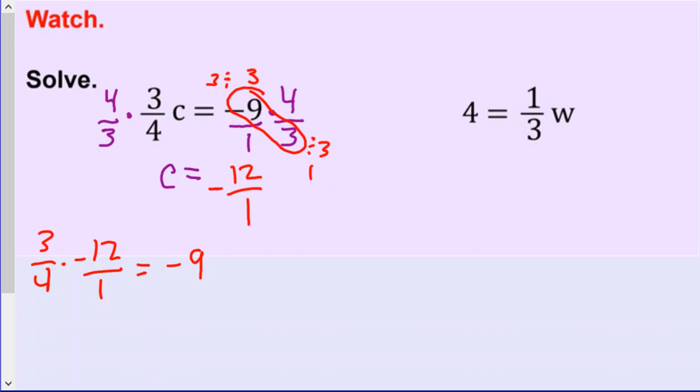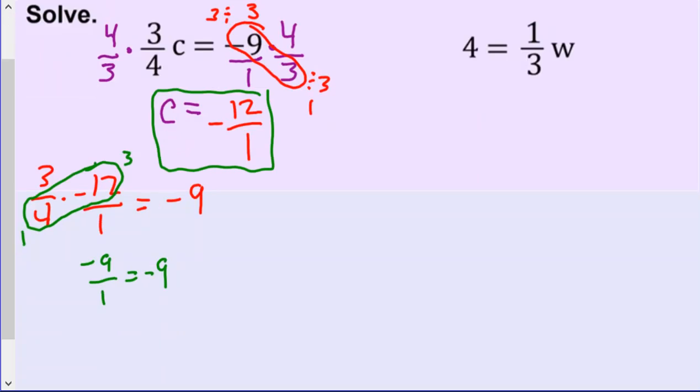Okay, so if we go through the multiplication process, we can do some factoring here. If we divide by 4, 4 divided by 4 would leave us 1 here, and 12 divided by 4 would leave us 3. So we would have 3 times negative 3 would be negative 9, and 1 times 1 would be 1, so we would get negative 9 over 1, which is equal to negative 9. So c is equal to 12 over 1.